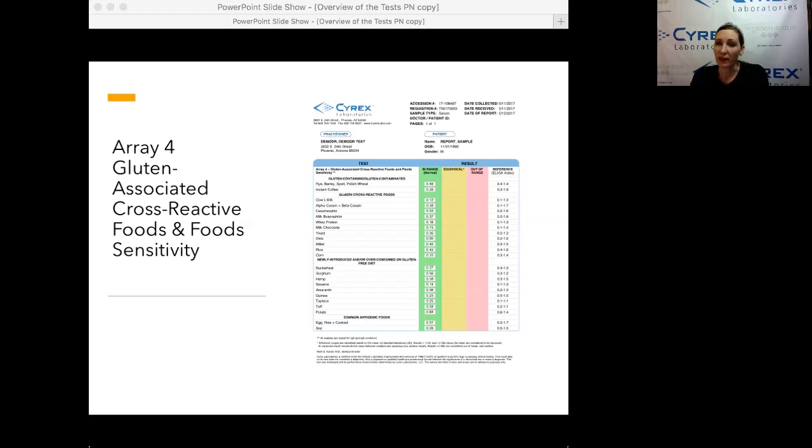So this is a panel that can be run alongside Array 3 to fully assess many of the top 8 or top 10 allergens. It can also be run for people who are on the gluten-free diet but who are still exhibiting symptoms or seeking to improve their health further. This panel, of course, is called gluten-associated cross-reactive foods, and I will discuss the cross-reactivity part of this panel in more detail in the webinar that is focused solely on this panel.